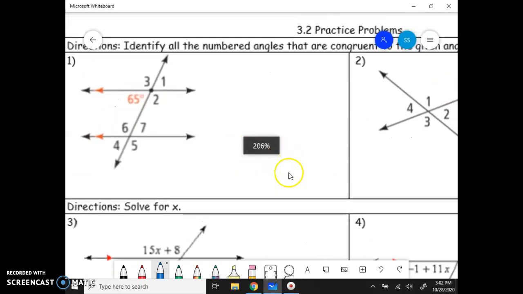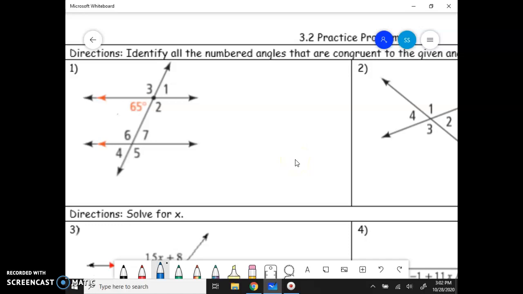So let's take a look. We could definitely say that 65, this angle right here, and angle 4 are congruent because those are corresponding angles. So angle 4 would be congruent because they are corresponding. Okay, and let's see, what else?